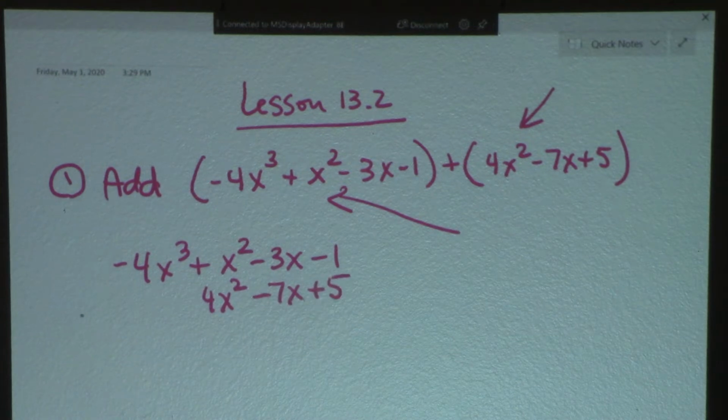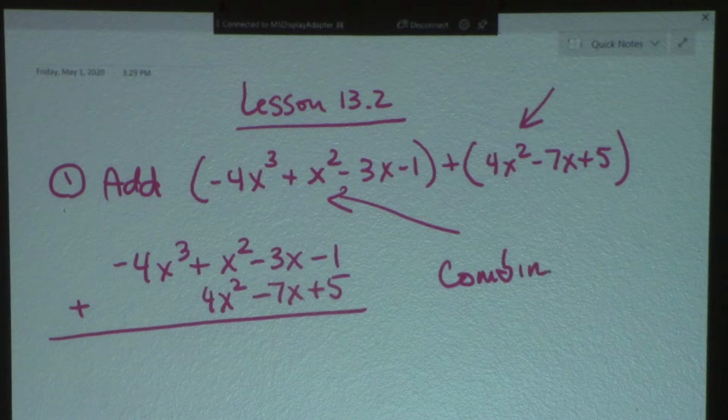Okay, now I'm just adding, so that means combine, right? Combine like terms. So let's see, I've got no other cubed term. I have two terms that have x squared, so I can add those. Now remember, if the terms have different exponents, they cannot be added. So only the things that have the same exponents and variables. So here I've got 1x squared and 4x squared, that's 5x squared.